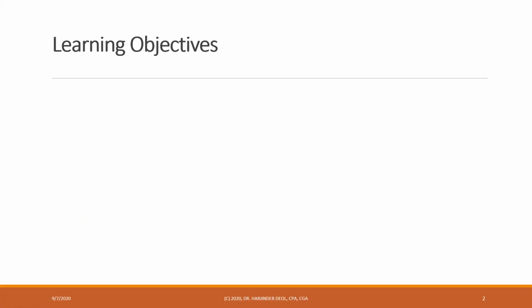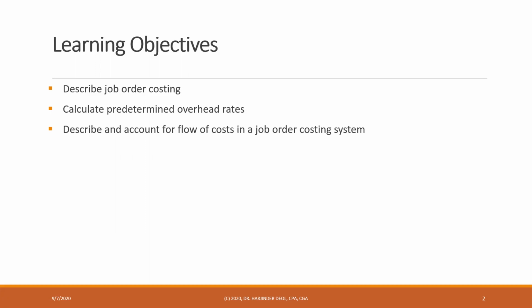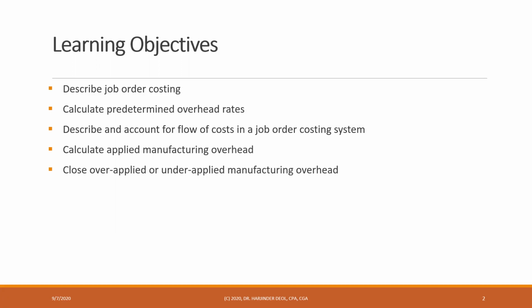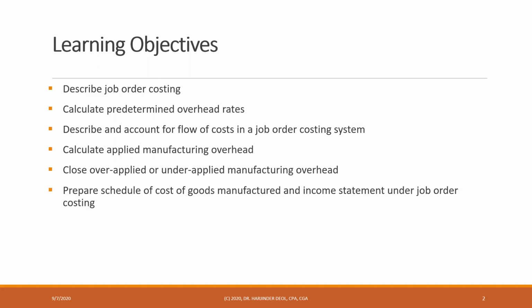The learning objectives for this lesson include how to describe job order costing, to calculate predetermined overhead rates, to describe and account for cost flows in a job order costing system, to calculate applied manufacturing overhead, to close manufacturing overhead, whether over-applied or under-applied, and to prepare a schedule of cost of goods manufactured and an income statement under job order costing.